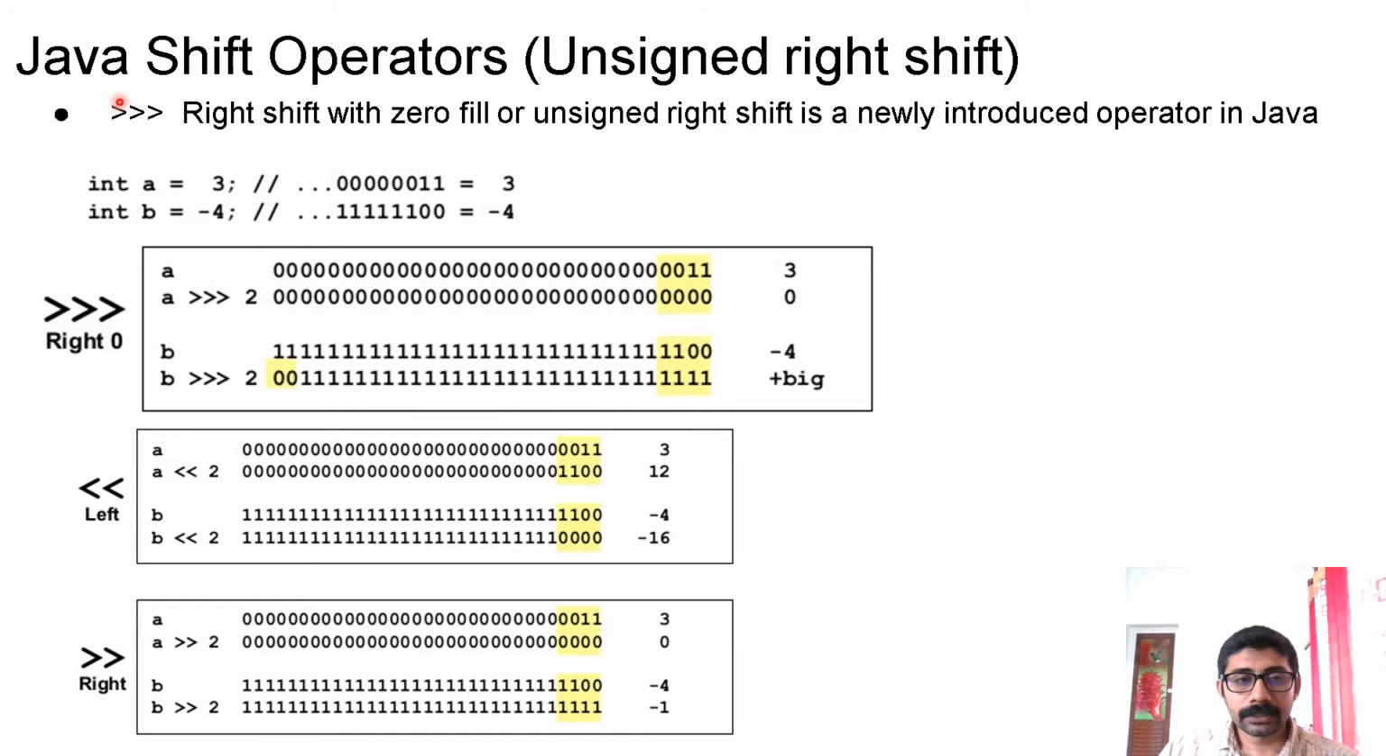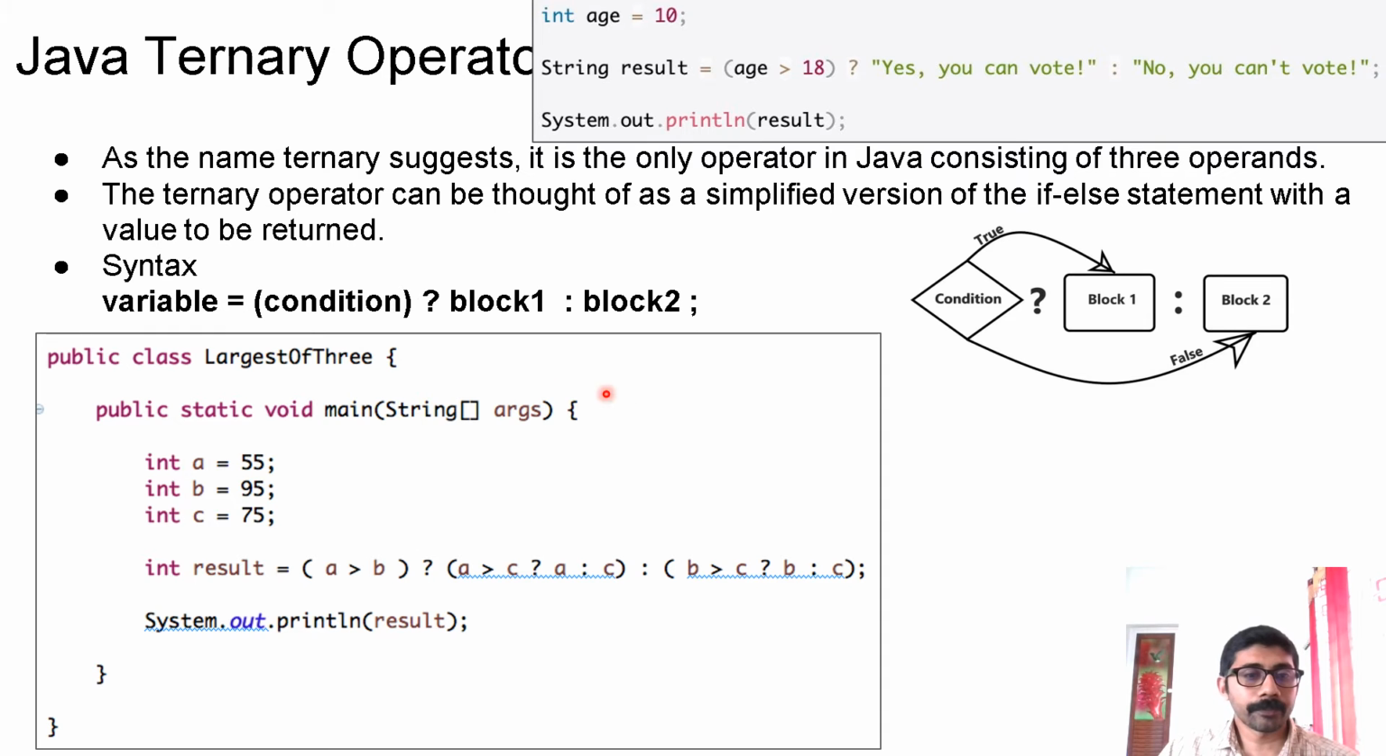So note that this is right shift with zero fill. In the case of the earlier one, it was not zero fill, it was filling with the sign bit. So right shift with zero fill, or unsigned right shift, is a newly introduced operator in Java.